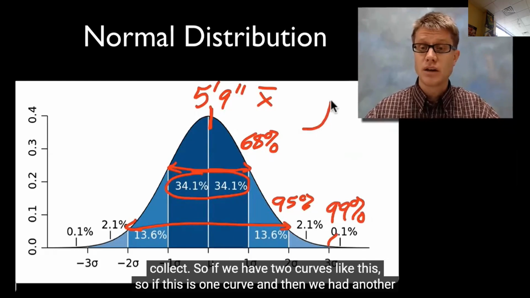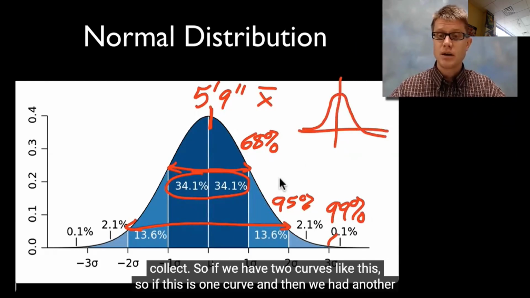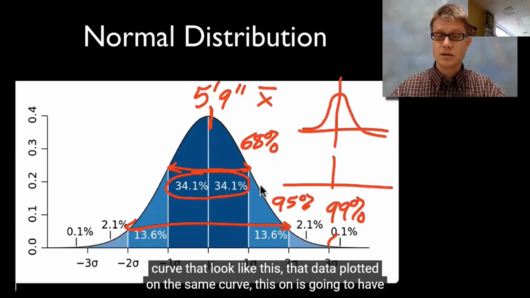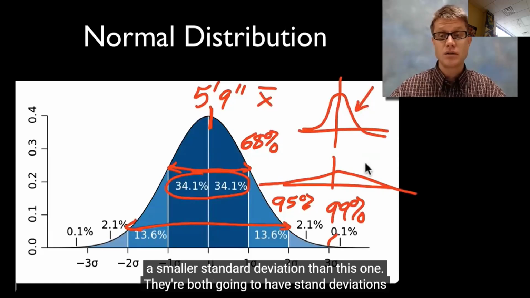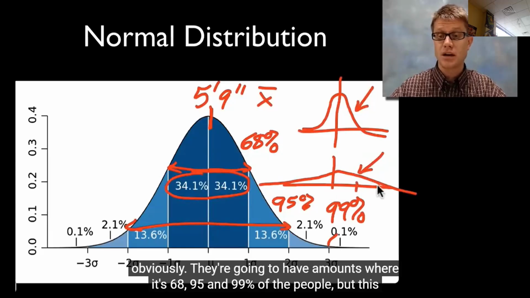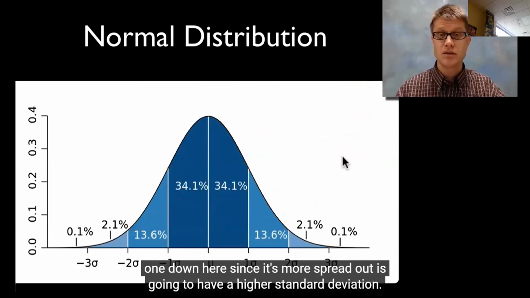If we had 2 curves like this, one curve and then another curve that looked like this, plotted on the same axes, this one is going to have a smaller standard deviation than this one. They're both going to have standard deviations, with amounts where it's 68, 95, and 99% of the people. But this one down here, since it's more spread out, is going to have a higher standard deviation.